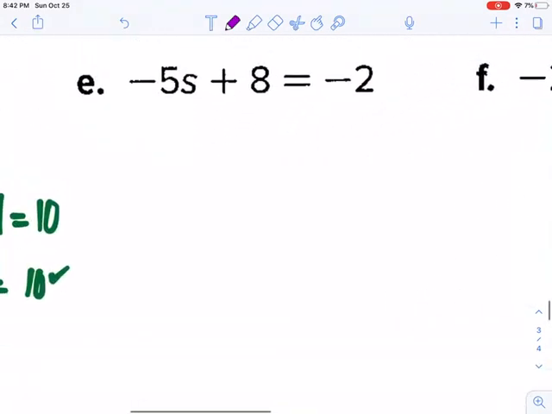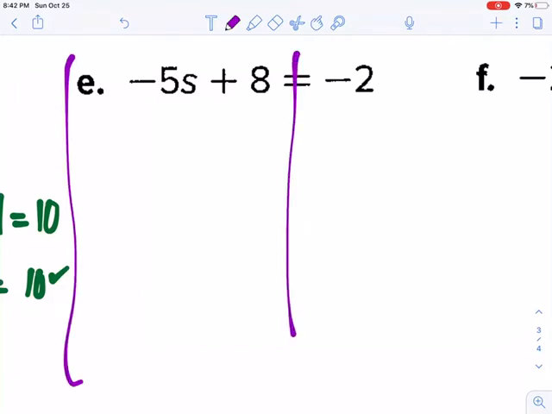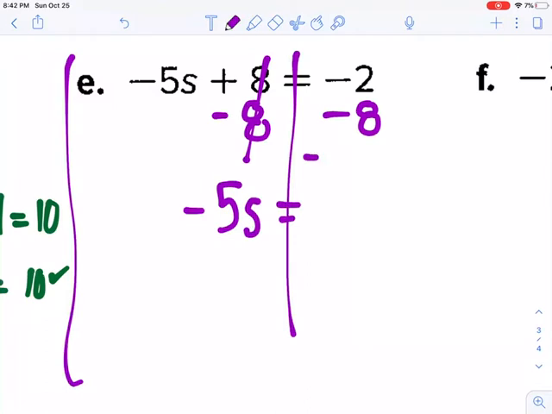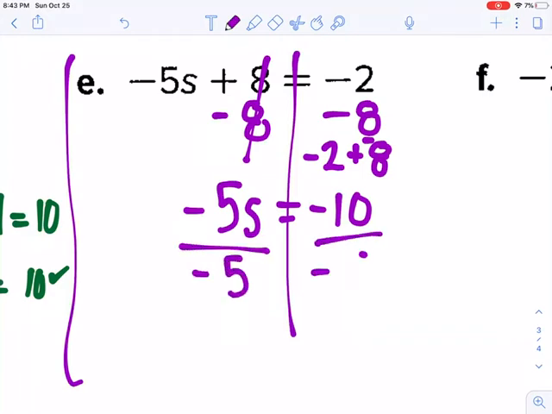All right, let's look at letter E. All right, remember, get rid of any addition or subtraction first. We do have a plus 8, so we're going to subtract 8 on both sides. Cancels that out. So the only thing you're left with on this side is negative 5s. Now over here you have negative 2 minus 8. Subtraction changes to addition. The 8 becomes a negative, so that gives us a negative 10. Now we need to get rid of timesing by negative 5, so we're going to divide by negative 5 on both sides.